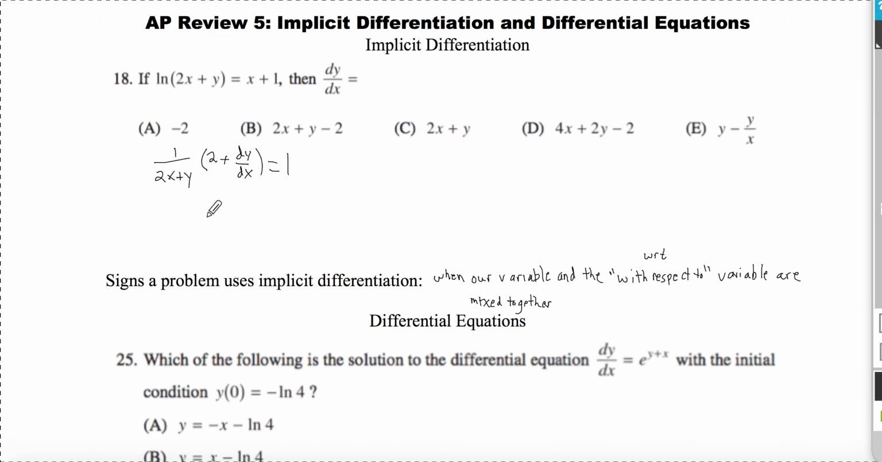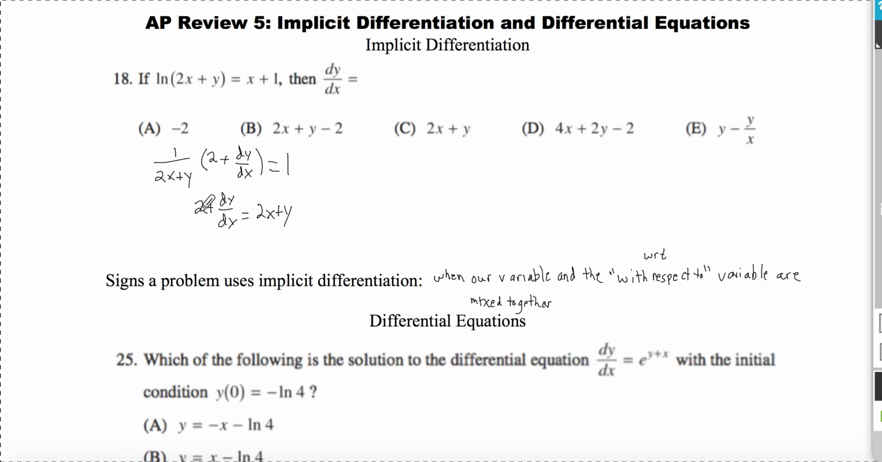Now we want to get dy dx by itself. So let me multiply 2x plus y, that quantity, to the other side. That'll give me 2 plus dy dx equals 2x plus y. I multiplied 2x plus y to the other side. I need dy dx by itself, so I want to subtract 2 to the other side. I will get dy dx is equal to 2x plus y minus 2.